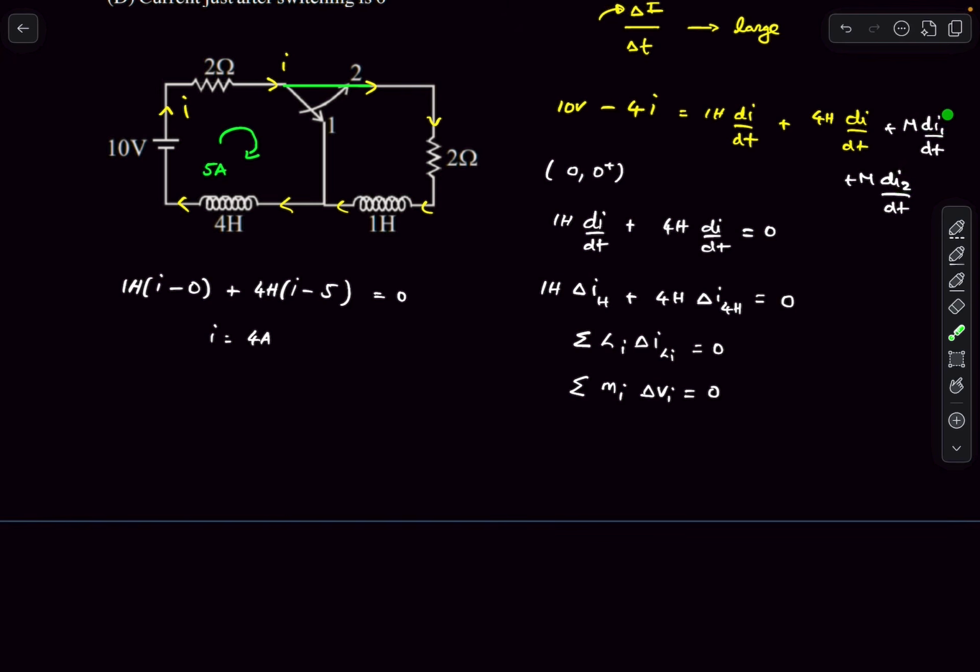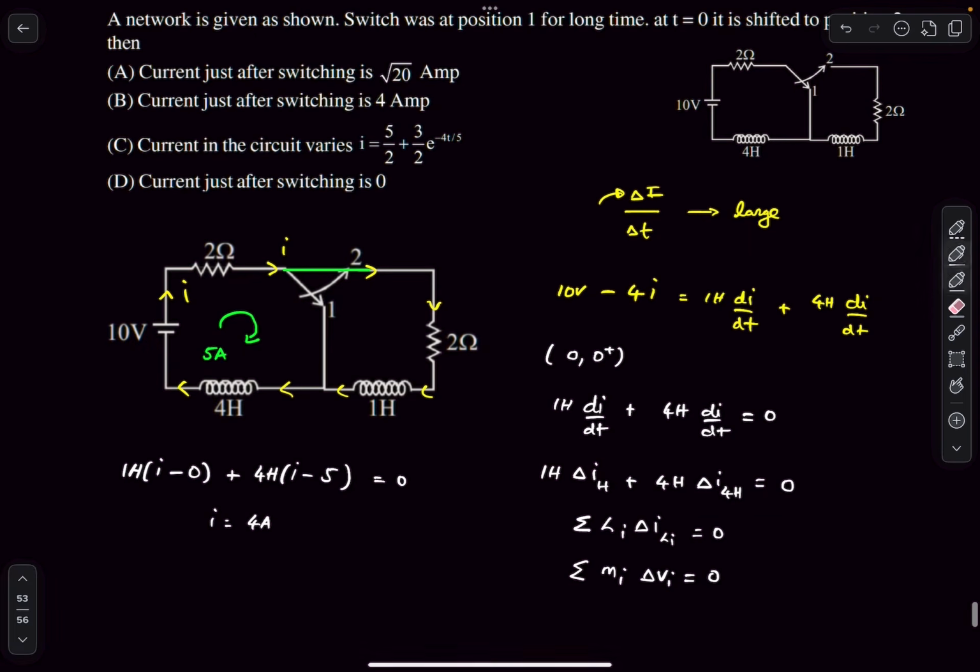Now we'll once again integrate it. So di1 will be just I minus 0, and di2 is going to be I minus 5. So this is what you'll have to do if the mutual inductance is also given. Okay, so this answer would be correct, I guess.